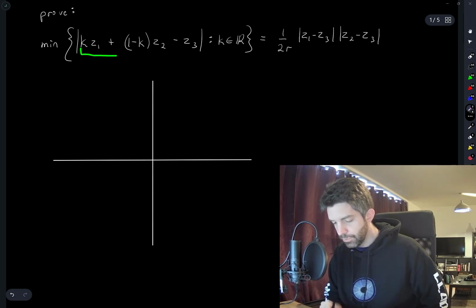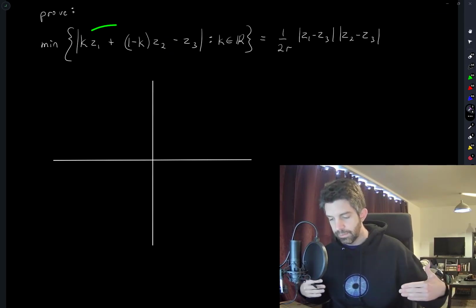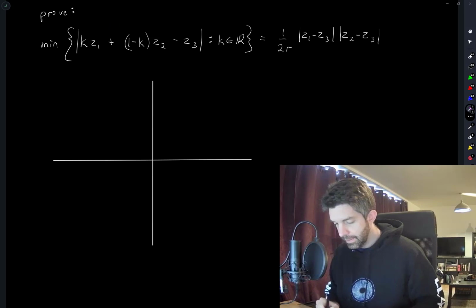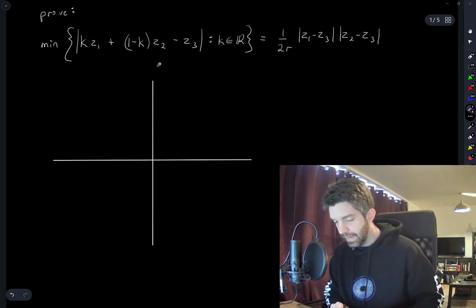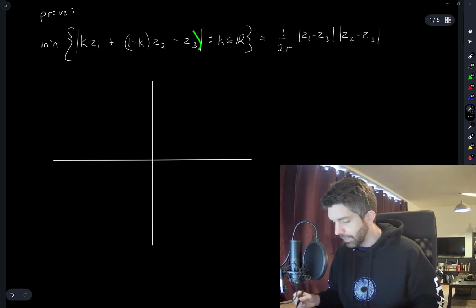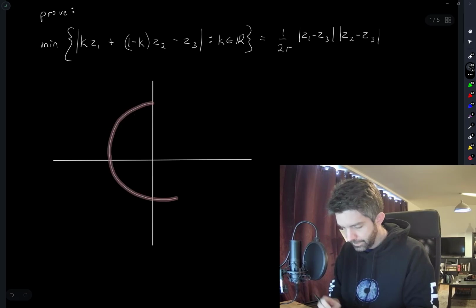So if I look at the first two terms here, as k ranges over the real numbers, this is going to trace out a straight line in the complex plane, and it's going to be the straight line which goes through the points z1 and z2. And then, of course, this entire magnitude, this modulus, is the distance between z3 and that line for values of k, and the minimum is going to happen when you draw a perpendicular from z3 to that line. So let's sketch out exactly what's going on here.